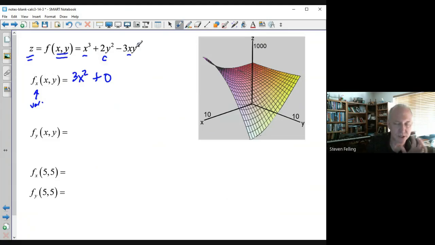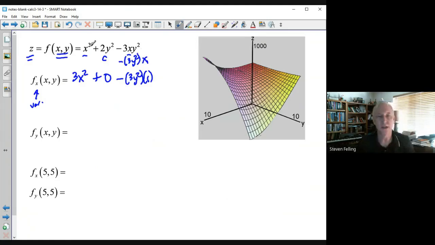Now, normally you would think, oh, I have to do product rule. But in this case, no, because we're going to treat this y squared as if it was a constant. I'm going to think of this as the constant -3y squared times the variable x. And that means the derivative is the 1 just times this constant. So it's the constant -3y squared times the derivative of x, which is 1. So only the x's participate in the derivative, just this and this.